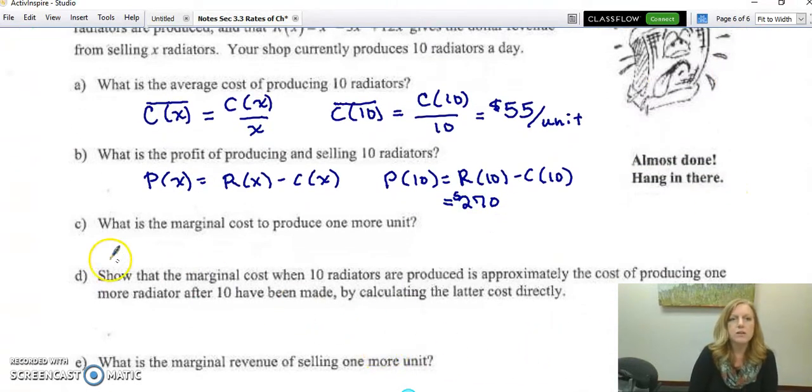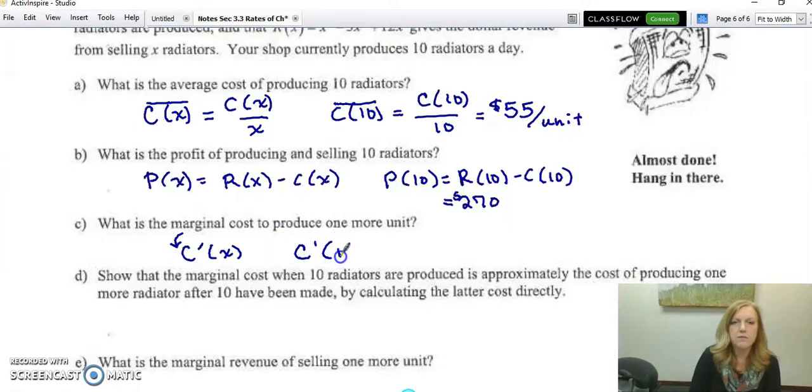All right, now the next question, what is the marginal cost to produce one more unit? Marginal cost is our derivative, C prime of x. So what we need to calculate then is C prime of 10, because we are currently producing 10 units, so we want to see what's the cost of producing more. So we're going to take a look at basically the tangent line to the cost curve to help us figure out the cost to produce one more unit.